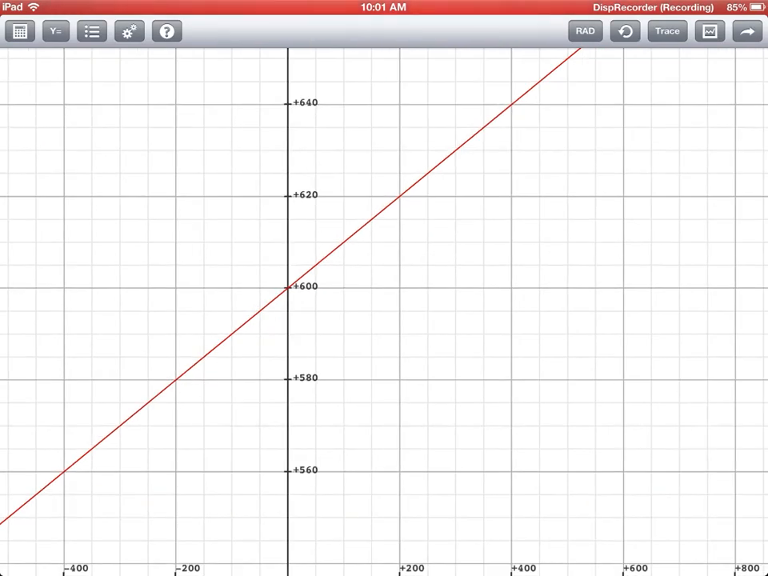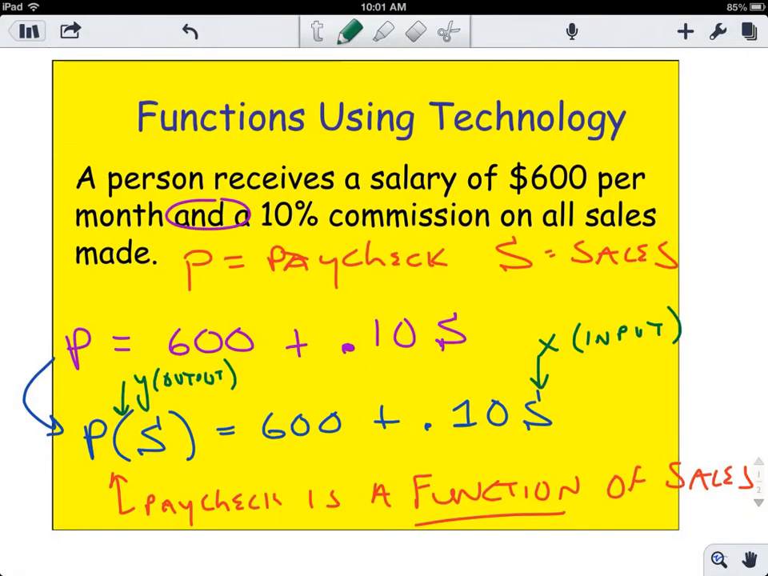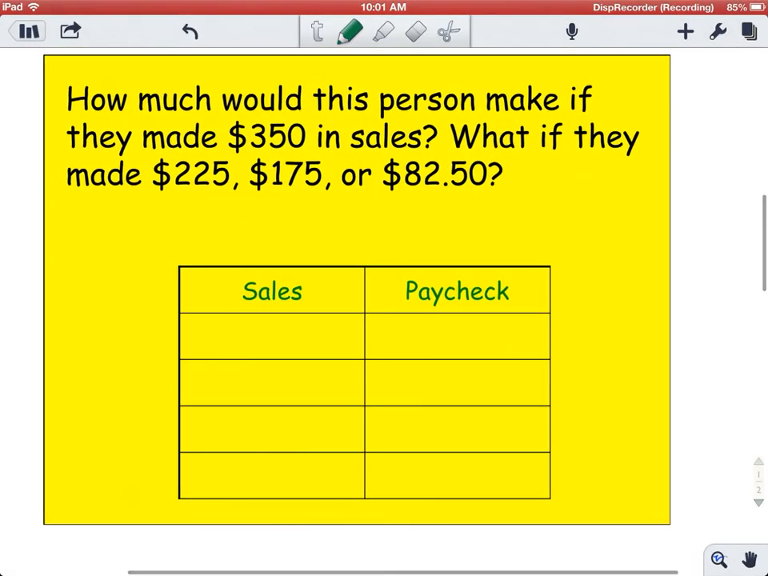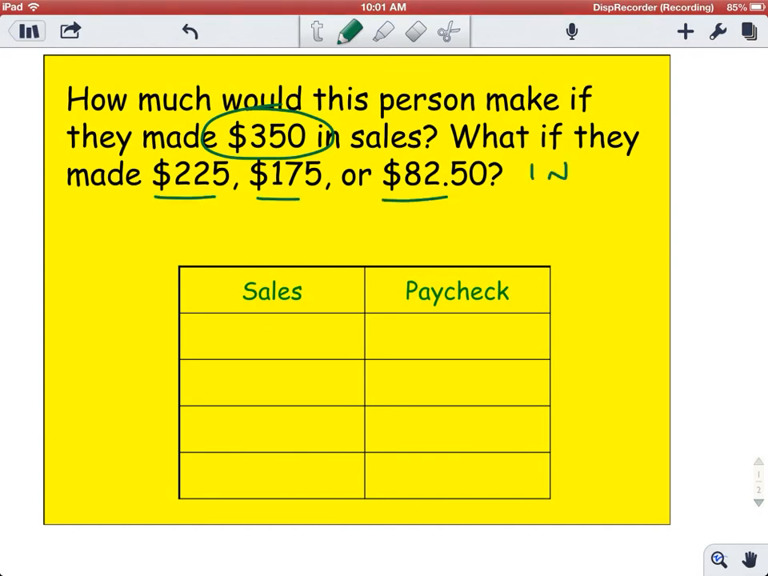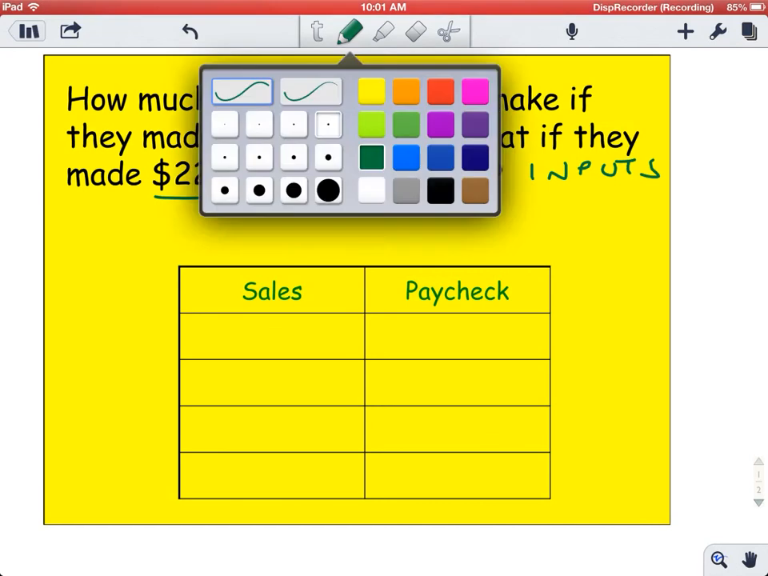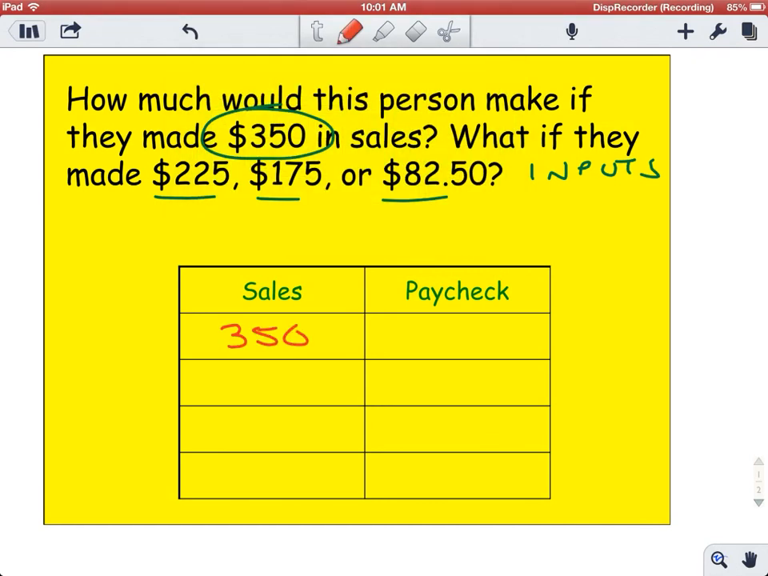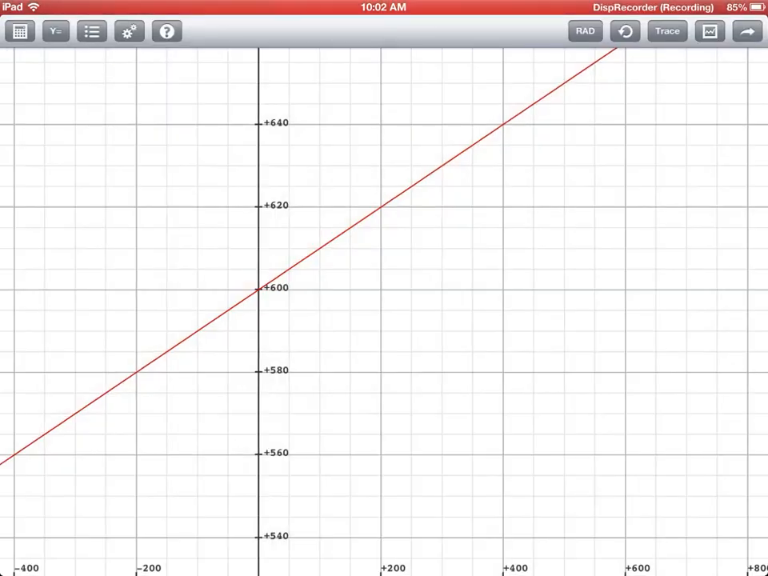And there we go. So in the notes, we want to answer a specific question, which is how much would this person make if they made $350 in sales? So all these dollar amounts are inputs. So $350, $225, $175, and $82.50. And we want to use our calculator to figure out what those outputs are for those inputs of sales. So let's take a look.